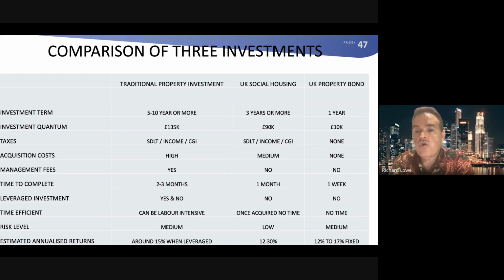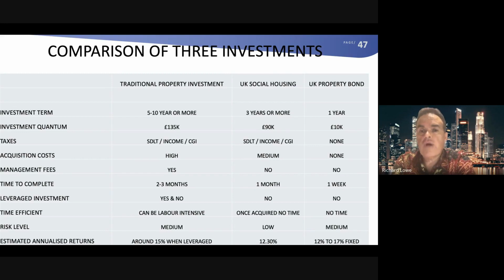And likewise, there's no entry fee and no management fee for the property bond, so 100% of your cash is working for you. Time to complete the investment. If you are looking at a traditional property investment and you are getting a mortgage, the mortgage application typically is the most arduous and lengthy part of the whole process, and means typically your purchase from the time you reserve a unit to exchanging contracts and potentially getting the mortgage application approved could be 2 to 3 months.